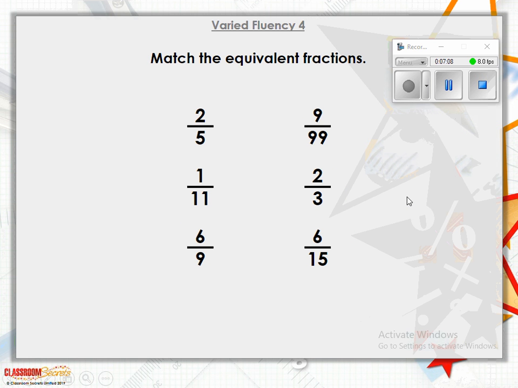Now here we need to match the equivalent fractions. You've got fractions down one side, fractions down the other side, and you need to match them up with their equivalent fraction. Now this is your answer. Now 2/5 is equivalent to 6/15. The divisor here is 3. 15 divided by 3 is 5. 6 divided by 3 is 2.